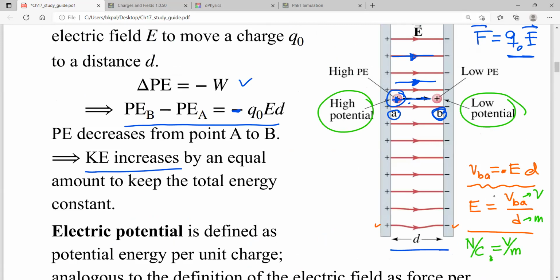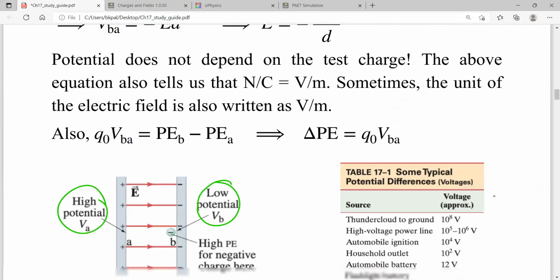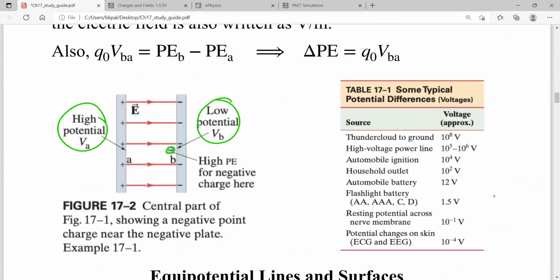For example, for a positive test charge, high potential energy is close to the positive charge. Low potential energy, PE means potential energy, is close to the negative charge. But if the test charge is negative, as you see here, then high potential energy is close to the negative plate. So remember this convention: potential is always high at the positive charge and low at the negative charge.